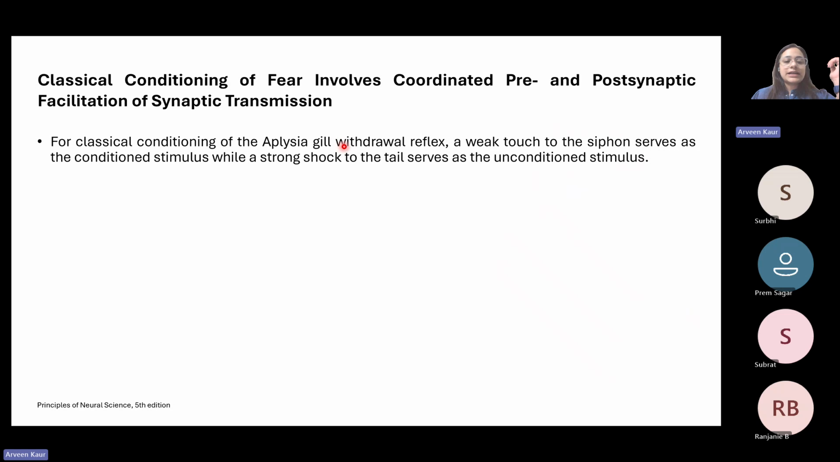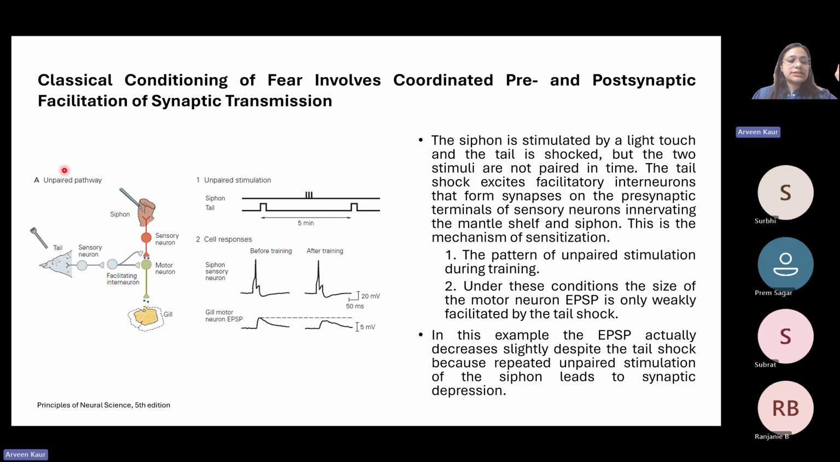For classical conditioning of the Aplysia gill withdrawal reflex, a weak touch to the siphon serves as the conditioned stimulus, while a strong shock to the tail serves as the unconditioned stimulus, right? So this is the unpaired pathway. In the unpaired pathway, there is a stimulation of the siphon and there is a shock given to the tail, but they are not coupled together, right? So before training and after training, you can see the gill motor neuron EPSP is decreasing over here.